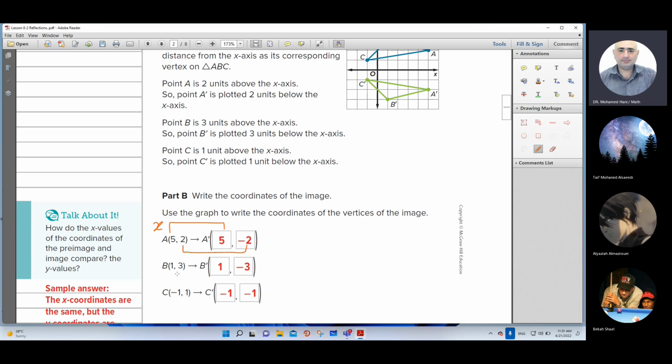And here the same idea. Here we have 1 and here we have 1, which means the same x. And here we have 3, here we have negative 3, the opposite y. We have the same x and the opposite y. The same idea here: the same x and the opposite y.